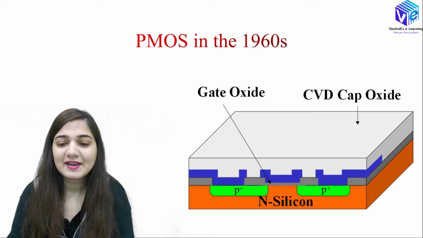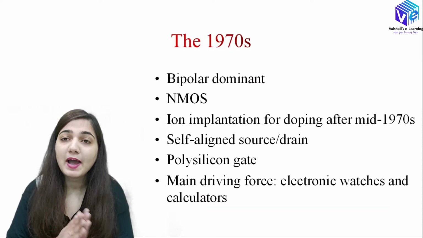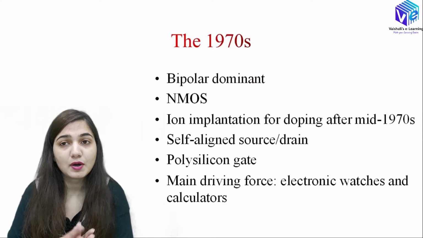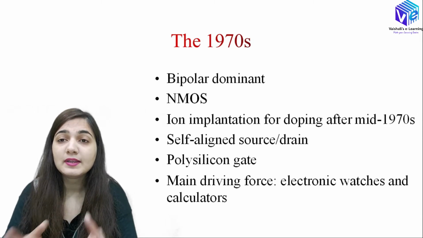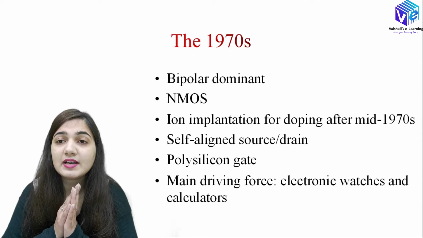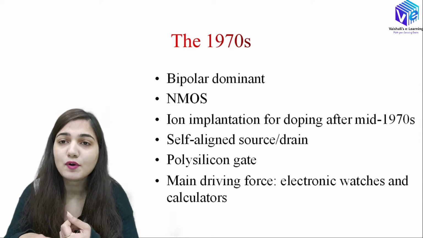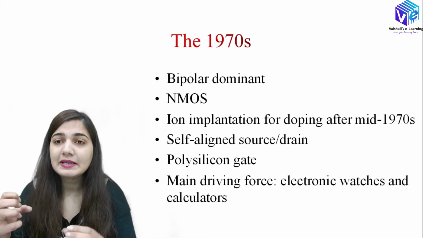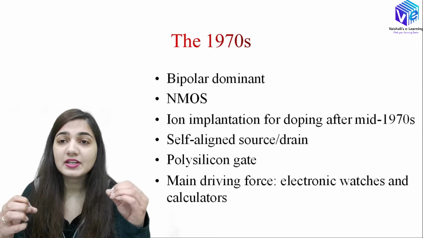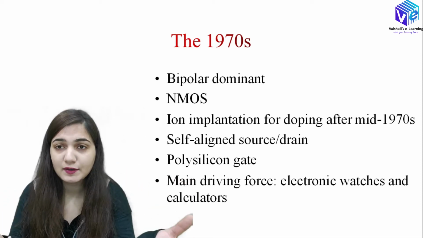Coming to the 1970s, okay, it was also bipolar dominated. Okay, we were working upon NMOS. Okay, so what is the difference between the 1960s and the 1970s technology? One major difference that came was in the process of diffusion. So diffusion was replaced by ion implantation. So the doping is done now by ion implantation and previously it was done by the diffusion.